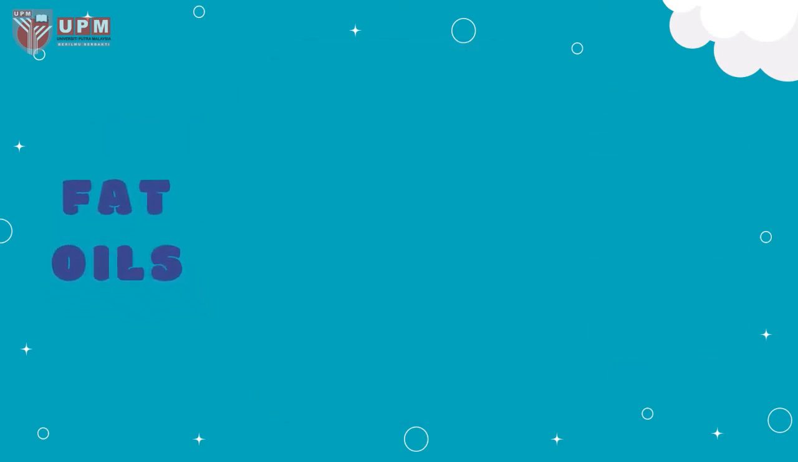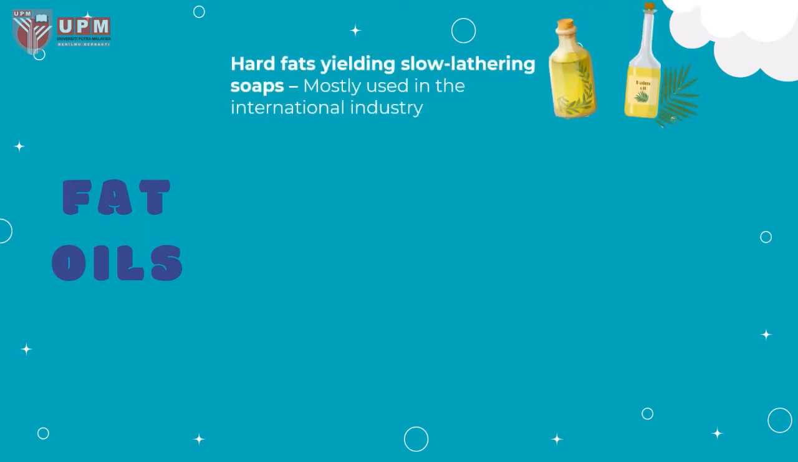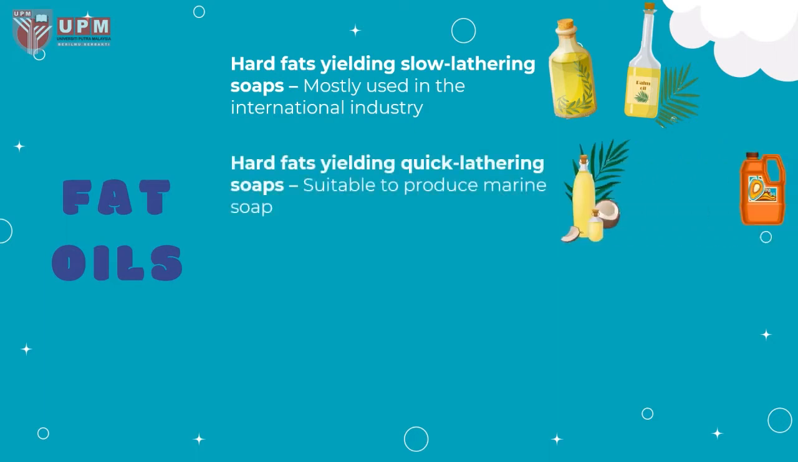There are 4 types of fats or oil that can be used according to the soap products they yield. First, hard fats yielding slow lathering soaps, made from vegetable oil or palm oil, that are mostly used in the international industry. Second, hard fats yielding quick lathering soaps, usually made from coconut oil and palm kernel oil, that are suitable to produce marine soap.